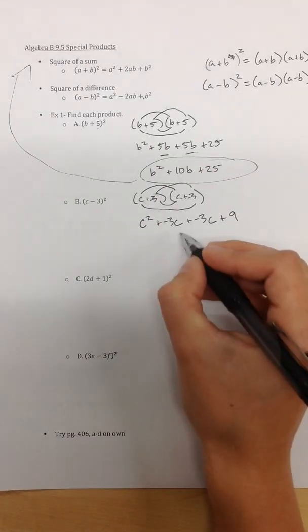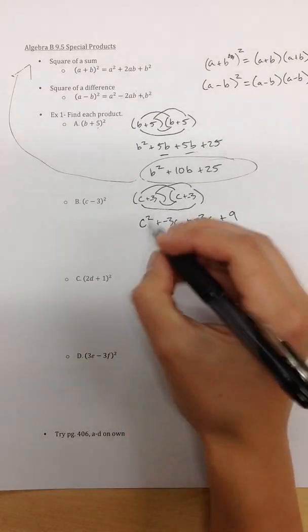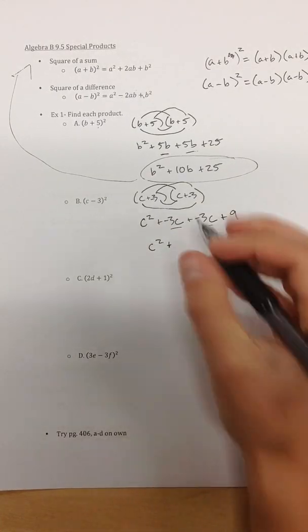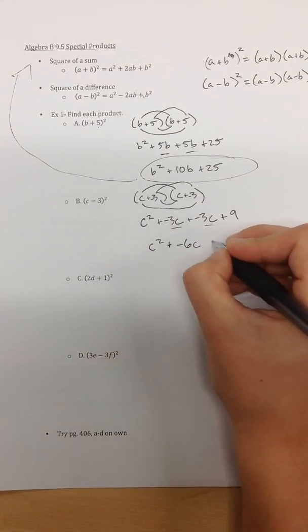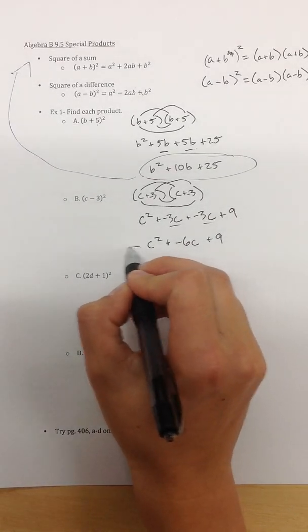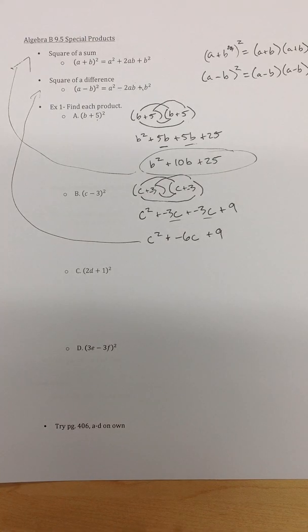So then again here, these middles, when I'm doing these, they should always come out to be the same. So it would be c squared plus, and then when I combine my middles together, that would give me negative 6c plus 9. And if I look back up, this one would be an example of a square of a difference because it was subtracting in between those.